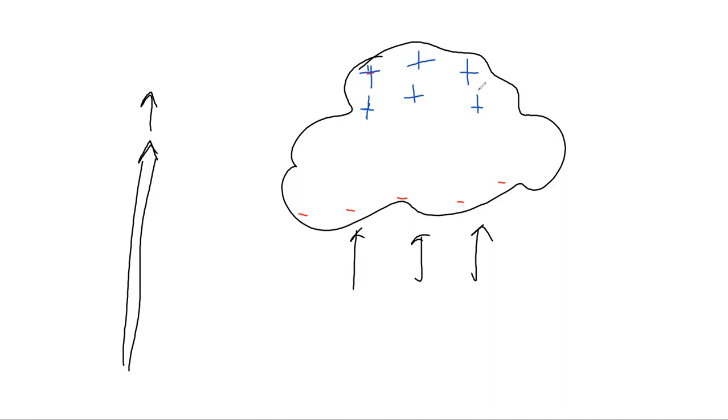But what happens is on the ground, the positives on the ground start to get pulled up, right? And now you've heard people say that lightning actually goes from the ground up. That's not entirely true, but it kind of is, because the negatives in the clouds, if the clouds are really low, are going to start pulling on those positives on the ground.